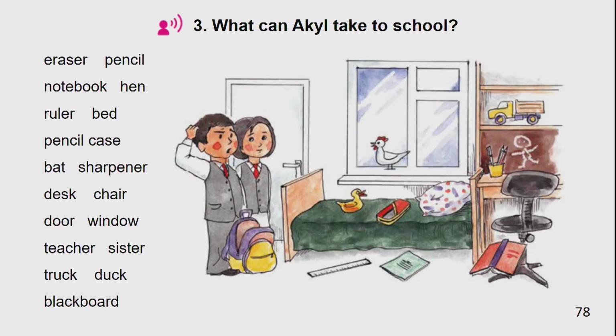Have a look at the exercise 3 on the page 78. This is a clue. There are some things in his room. Which of these things can he take to school? What do you think? Can you talk to your partners for a minute and share your ideas? Let's check the task together. We read the words together one by one, and you tell me if Akil can take it to school or not.